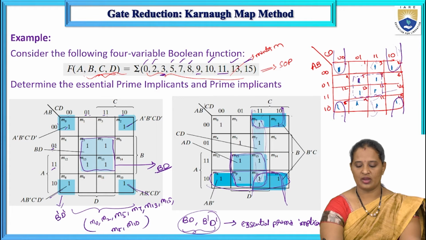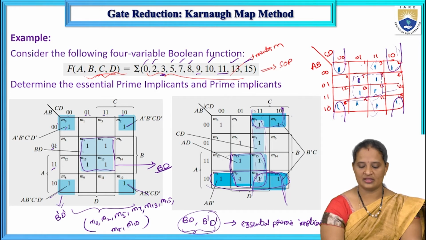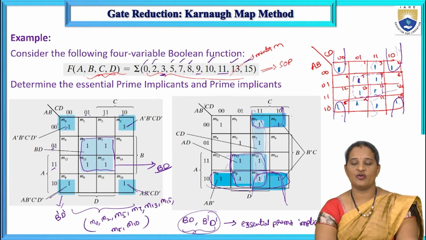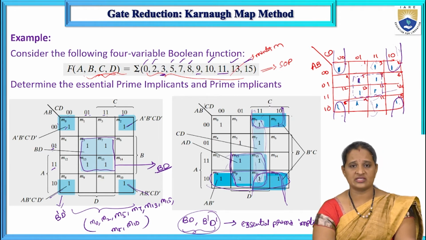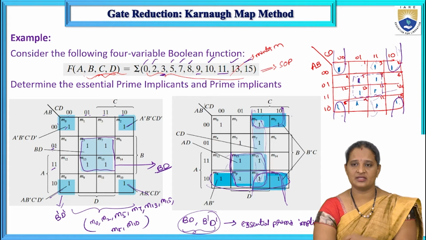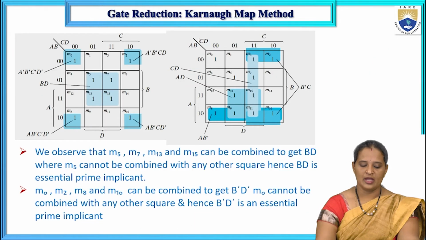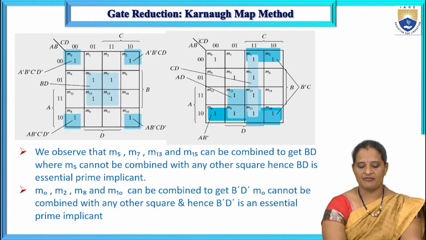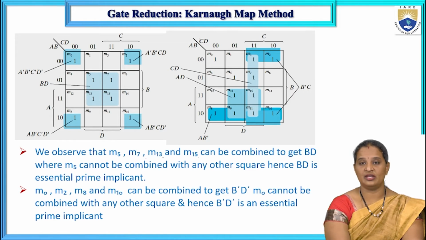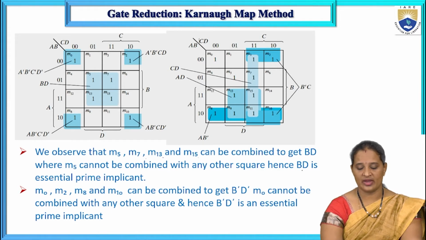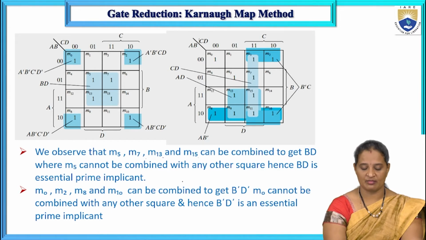So that is 1, this is 2, whereas this one is 1 and this one is 1. So totally 4 possibilities are there. Are these 4 essential? No, either of these I can use. So now we observe that M5, M7, M13, M15 can be combined to get BD. M5 cannot be covered with any other squares, hence BD is the essential prime implicant.